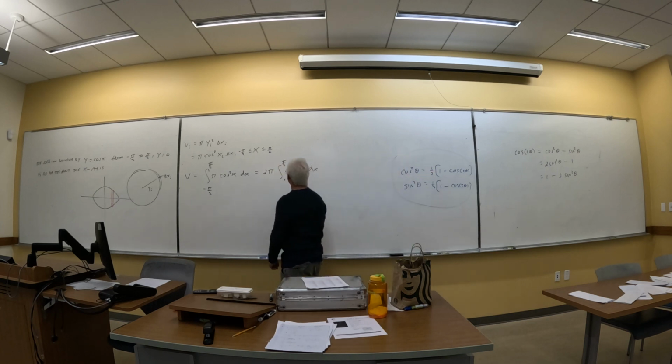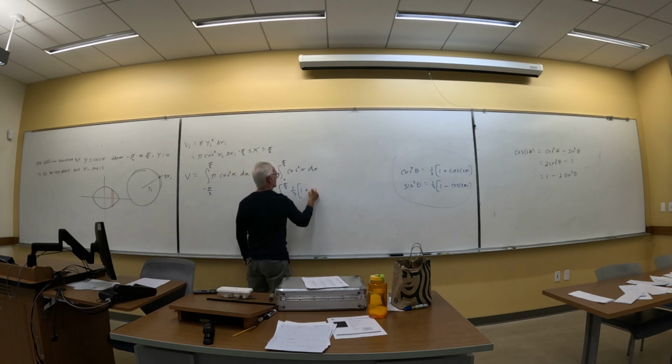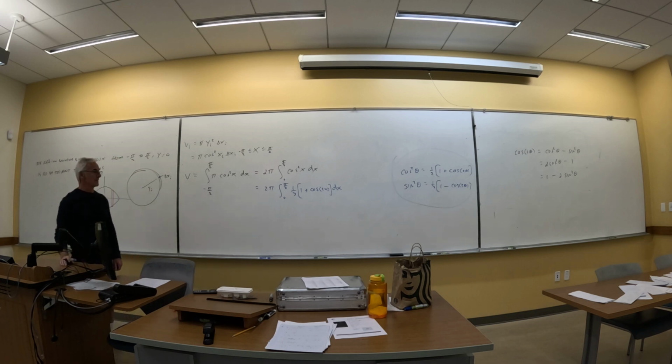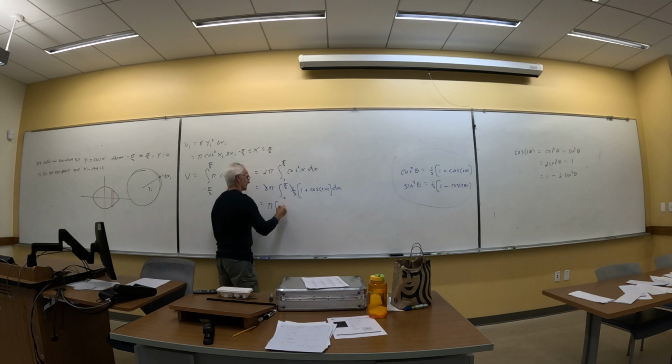I'm going to do that, and this problem will not be difficult. Now the nice thing is, see that 2 and that 1/2? Can I cancel them? Yeah, sure. All right, what is the antiderivative of 1 dx? X. The antiderivative of the cosine I know is the sine.